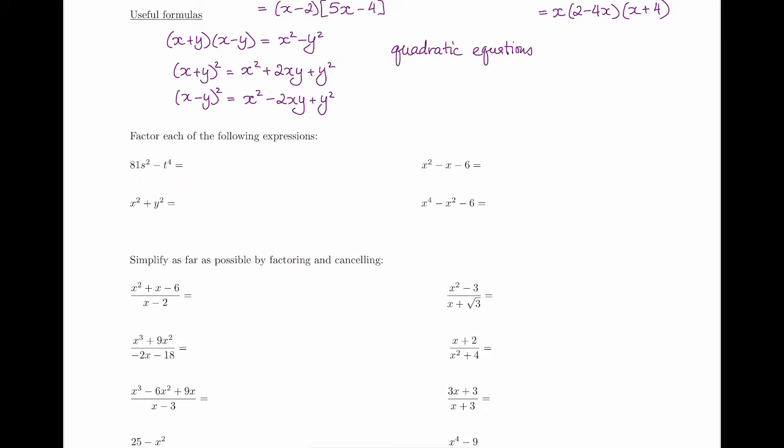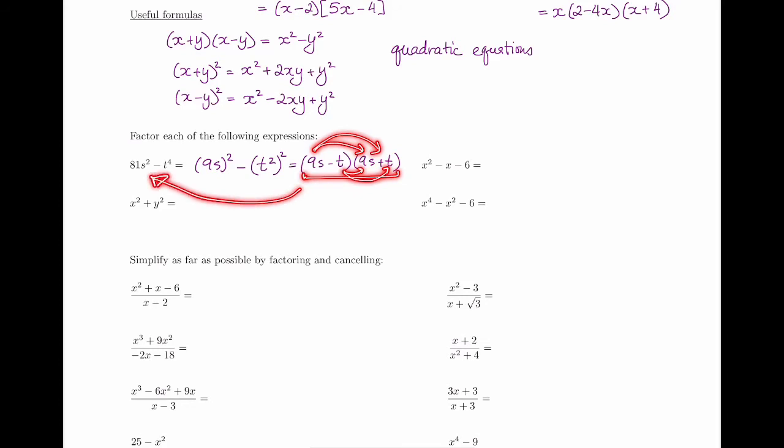So taking a look at the first example here, 81s squared minus t to the fourth, we immediately notice that both of these terms are squares of something. So I can rewrite 81s squared as 9s all squared, and I can rewrite t to the fourth as t squared all squared. This way, the true nature of this expression becomes apparent as something squared minus something else squared, which immediately means we can use the difference of squares formula that tells us that we can factor it out into the difference of the squares of the two terms times the sum of the squares of the two terms. And as I said before, you can make sure that this is correct by foiling everything back out and seeing that the expression you get is equal to the left-hand side here.